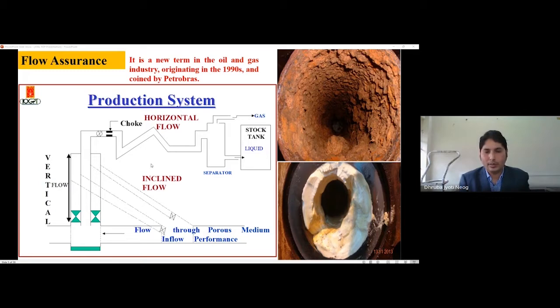And for ensuring removal of these hindrances, which are mostly solid depositions, the process of analyzing the different hindrances and ensuring that fluid flows economically and smoothly through the entire production system, the flow assurance process was initiated, and it was introduced in the oil and gas industry in the 1990s, and it was coined by Petrobras.